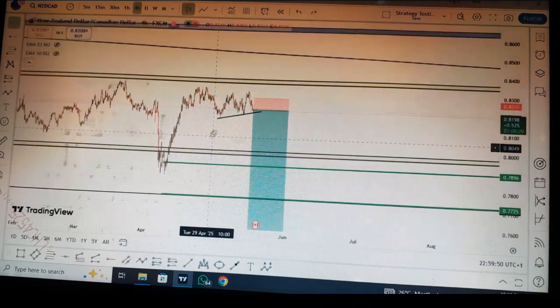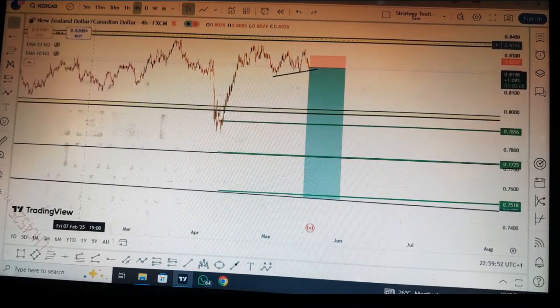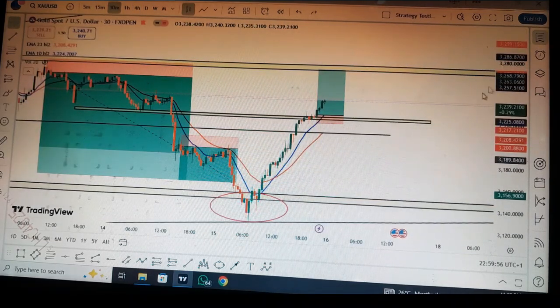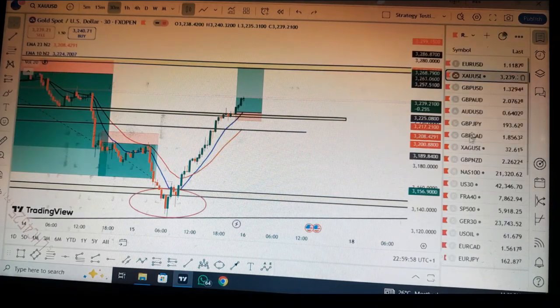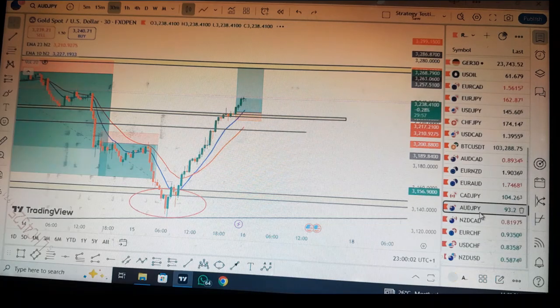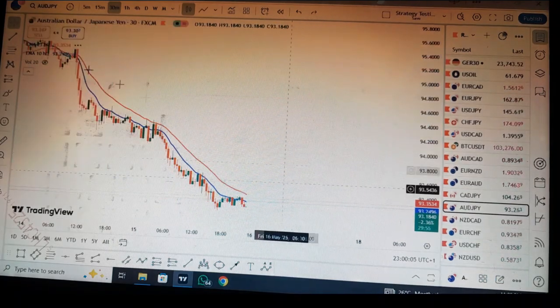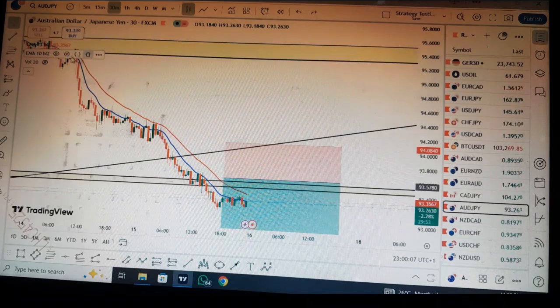Okay, so let's go to GBP JPY. So a quick one on GBP JPY. I mean AUD JPY, sorry. Yeah, a quick one on AUD JPY. So I'm going to remove the moving average, so I can do the analysis. Then I go to the weekly time frame. Let's start from there.